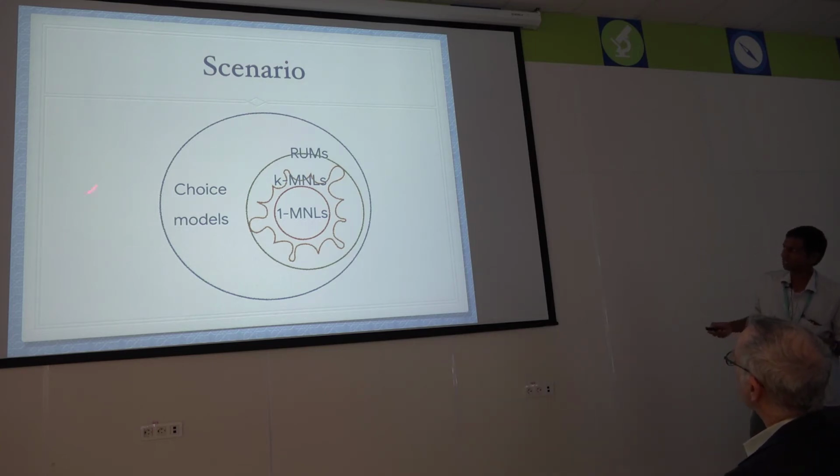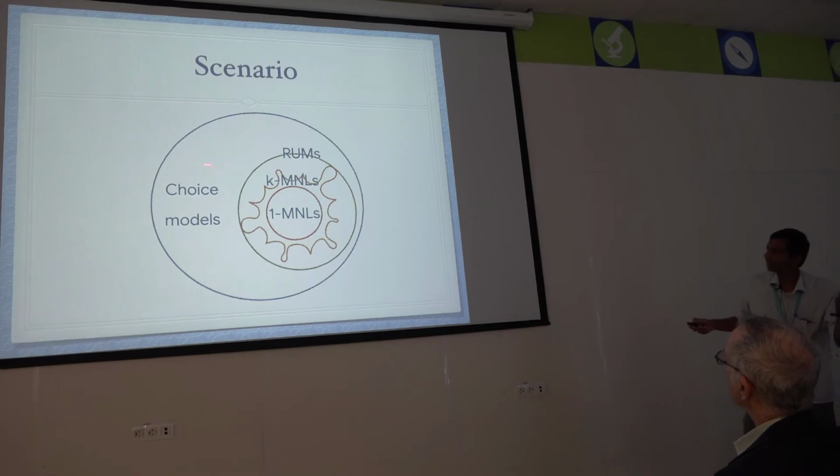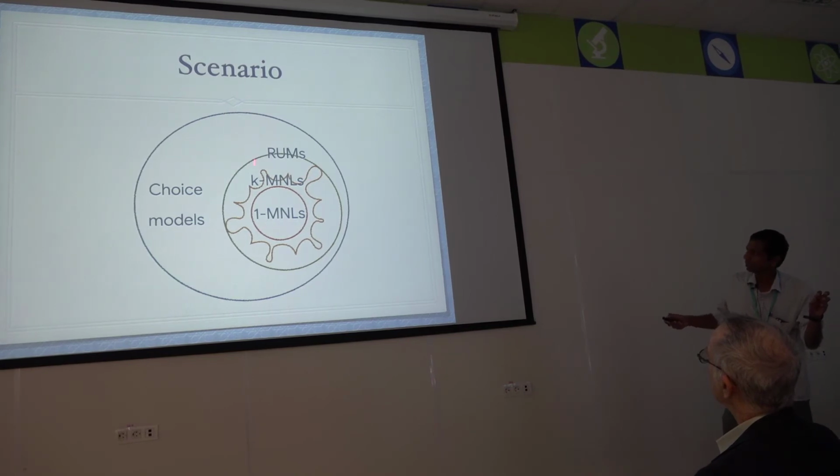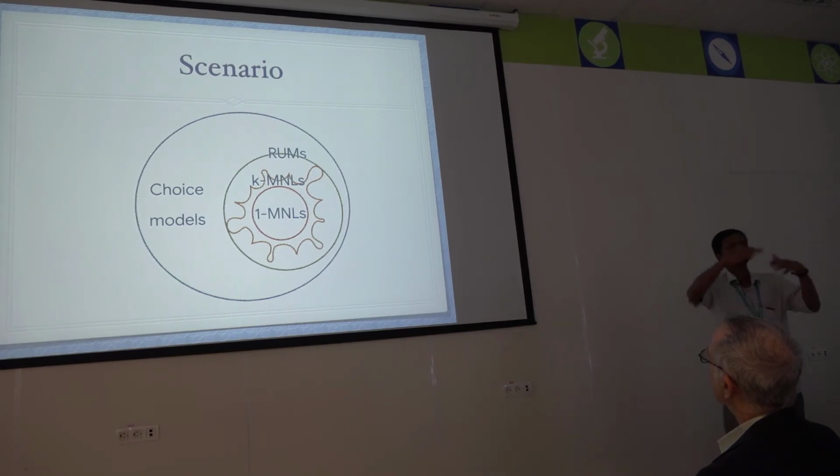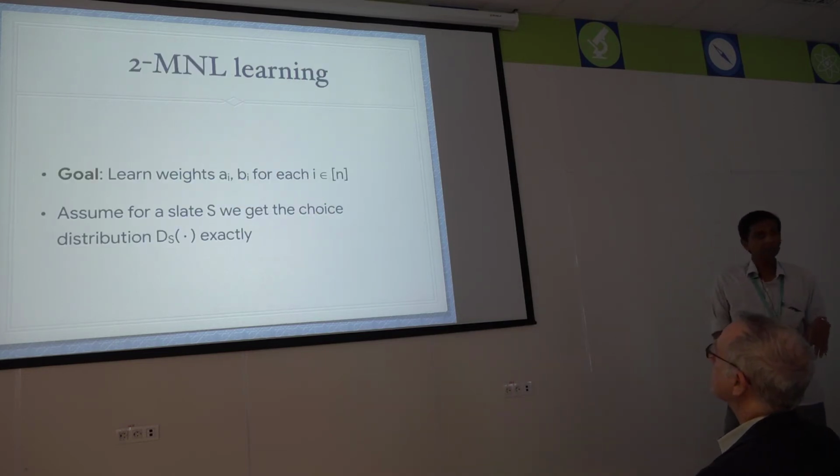So this is how the situation looks. You have choice models, RUMs are sitting inside that, and you have MNLs sitting way inside that, but they are weak. But this thing I tried to draw, it's an approximation that claims that they can approximate any RUM arbitrarily well. Okay, they're quite powerful, and therefore the learning problem becomes very important.